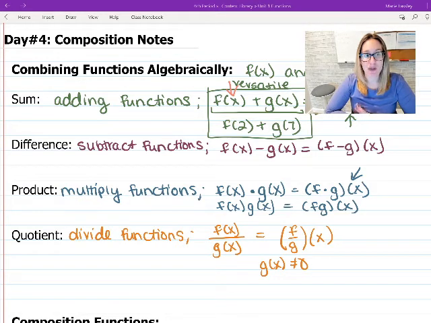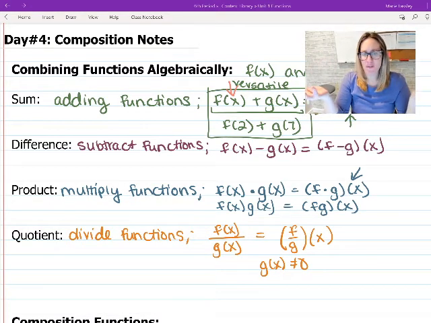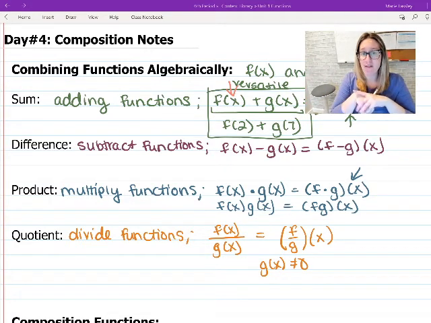Okay. So that is combining functions algebraically. These have different uses. Like I said, sometimes you have two different equations and you want to see what happens when you intersect them. You might want to use a combination of two functions. More often than not, you're probably not going to be combining functions algebraically. We're going to practice it, obviously, because it's a skill that's kind of nice to know.